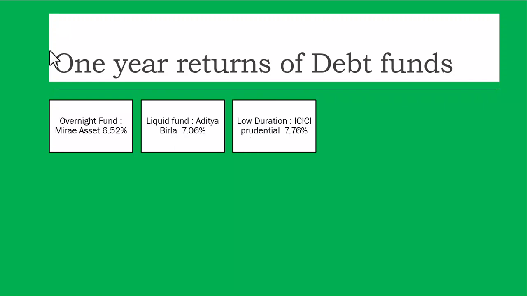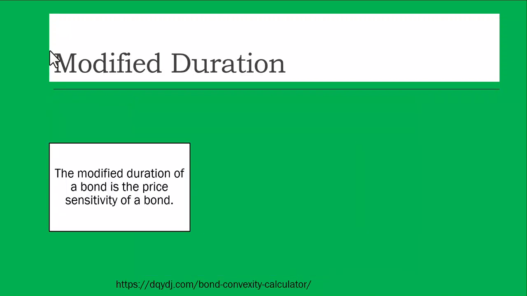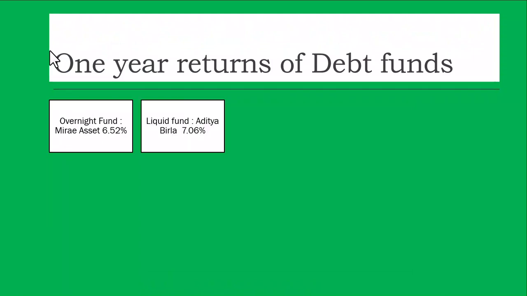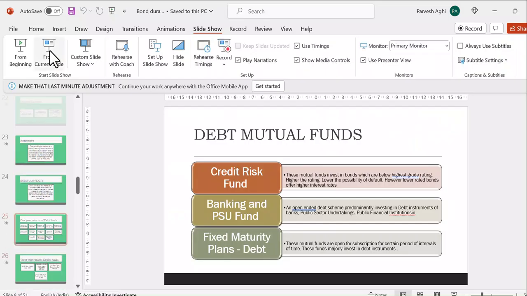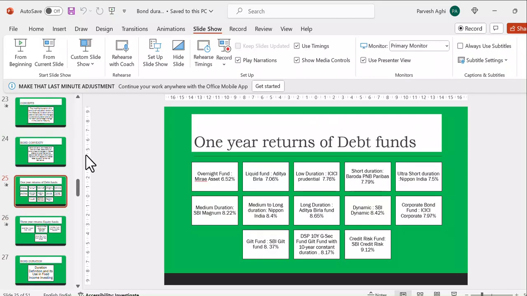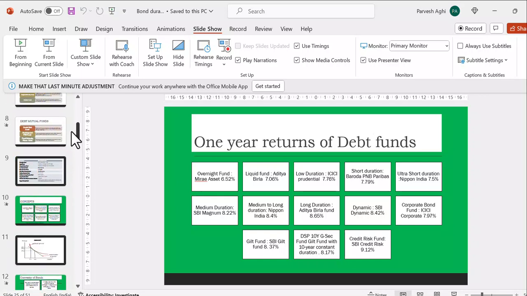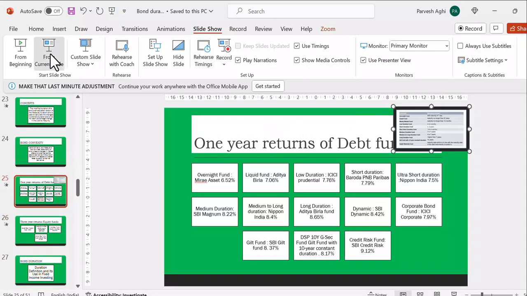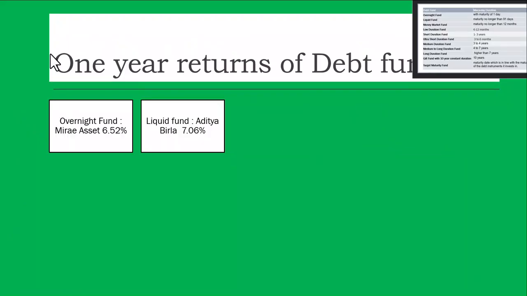Then low duration fund. Here, it has a low Macaulay's duration. How much? We can just check here. Isko humne yahan kar dete hain. Okay, liquid ho gaya. Liquid fund agar dekhe hain.